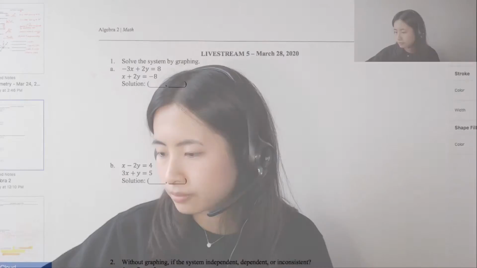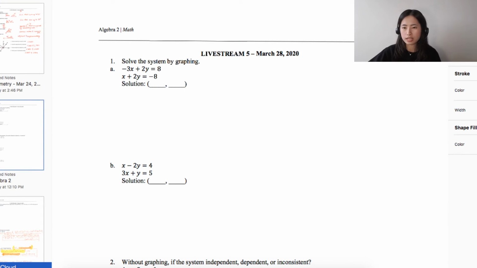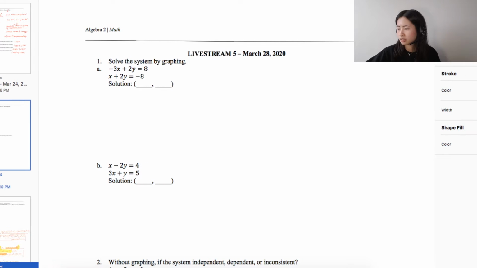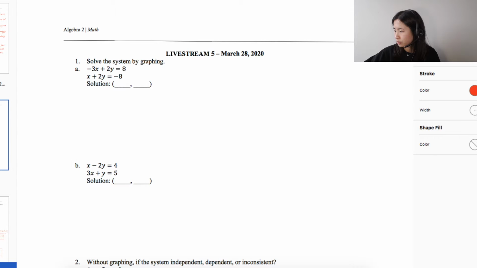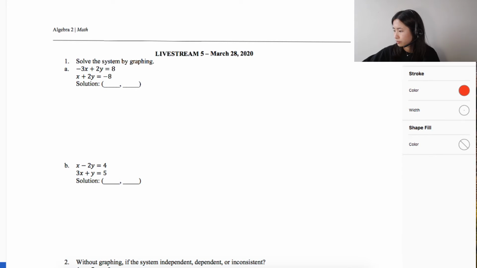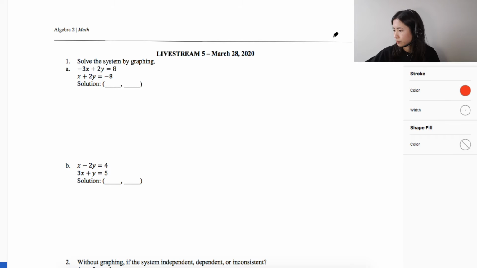For today's class, I will be going over Algebra 2, so we'll just do graphing for equations. Just wanted to know if you can see my screen and hear me coming through. Okay, great. For the first question, we need to solve the system by graphing, and we have two equations, right? And they're asking us for the solution.